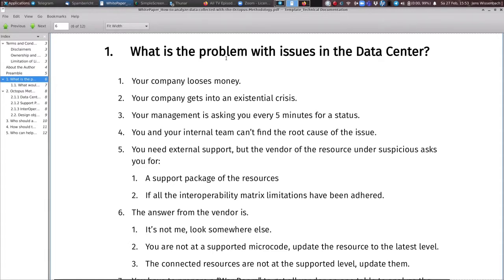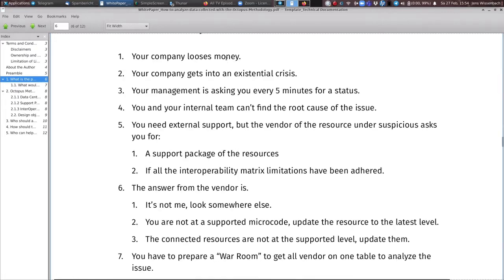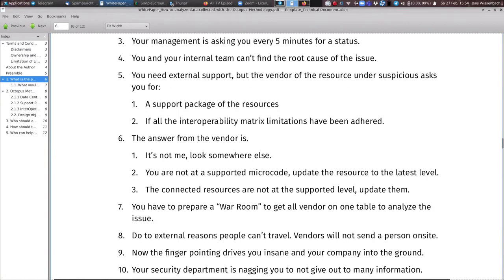You and your internal team can't find the root cause of the issue. You need external support, but the vendor of the resource under suspicion asks you, do you have a support package? Did you apply all of the interoperability matrix requirements that we had? The answer from the vendor might be, it's not me, look somewhere else. You are not at a supported microcode. Update the resources to the latest level. The connected resources are not at a supported level. Update them. You have to do many things.